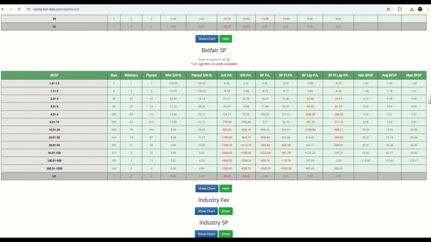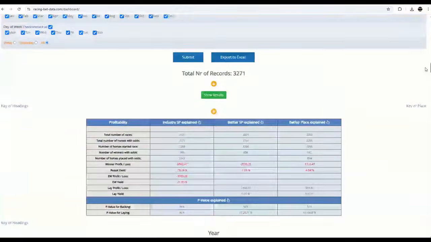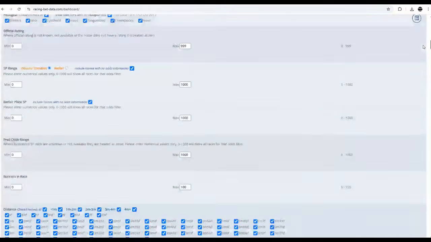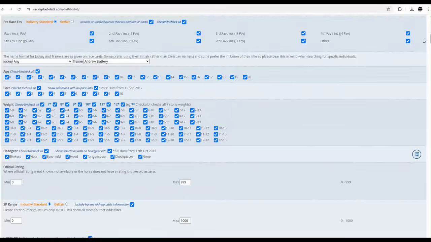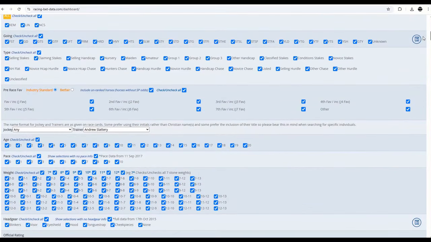So what I'm going to do straight away, and I'm not going to apply these, but I'm just going to add them into the dashboard. We're going to apply these filters in here. So we want to look at Betfair pre-race favourites. I'm going to uncheck that, and we're going to say favourites, second favourites, third favourites, fourth favourites, and fifth favourites.